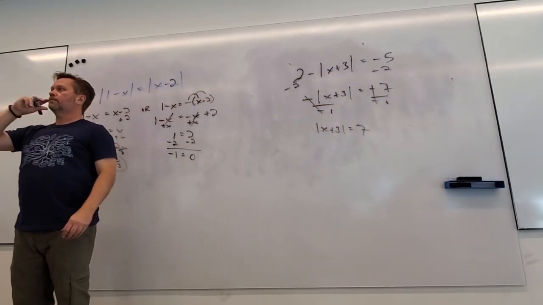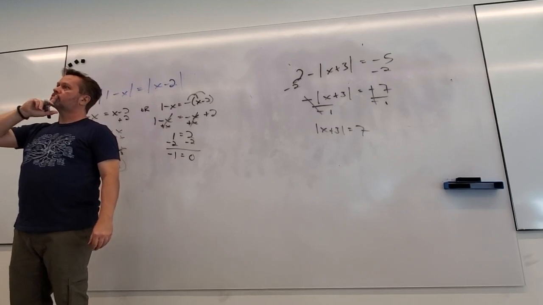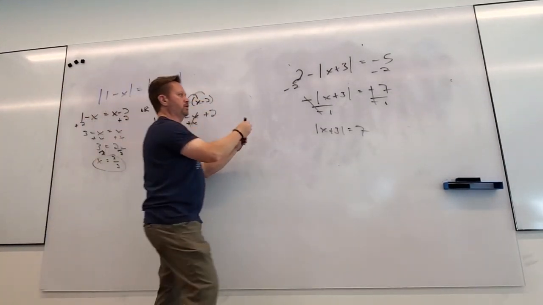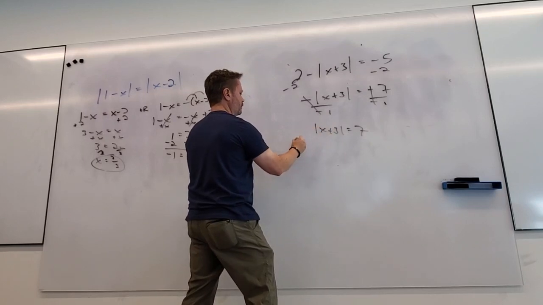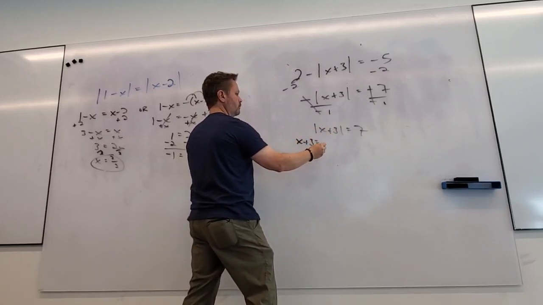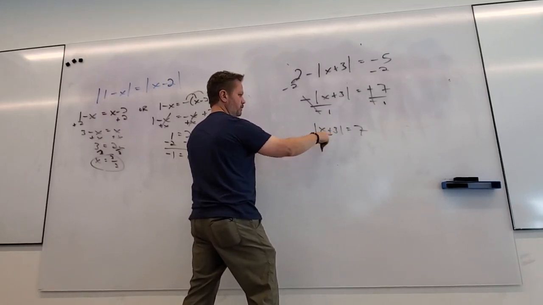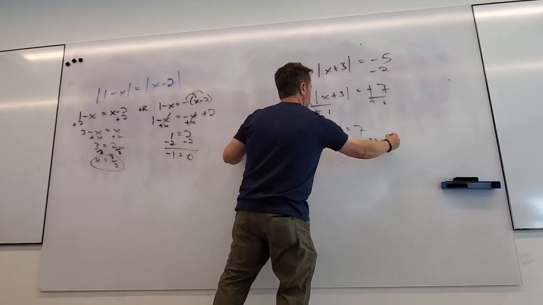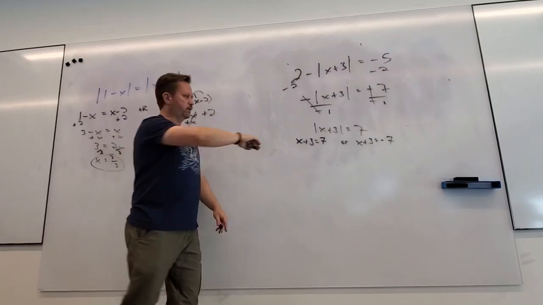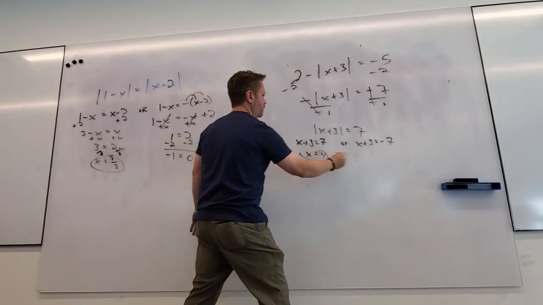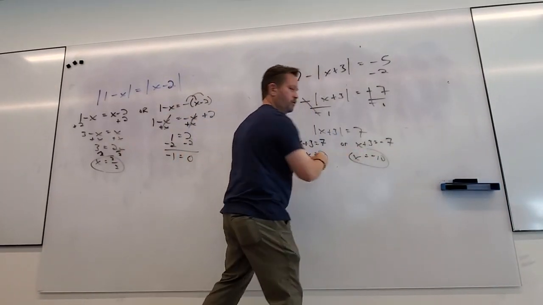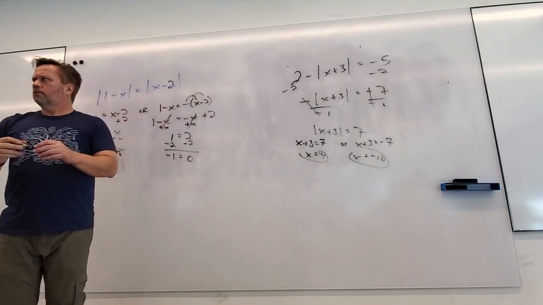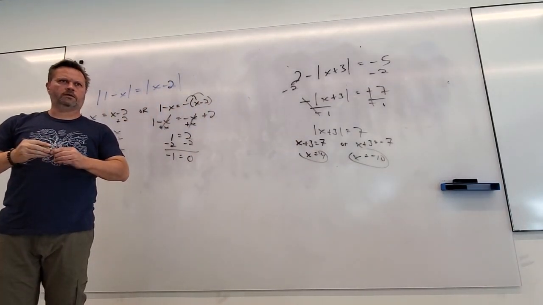Is that still |x + 3| equals 7? So yeah. Now you would just do the two cases, right? Well, it's one case. x plus 3 equals 7 or negative 7. And then you solve them both, right? So you get x equals 4 or x equals negative 10. Is that cool? Okay.